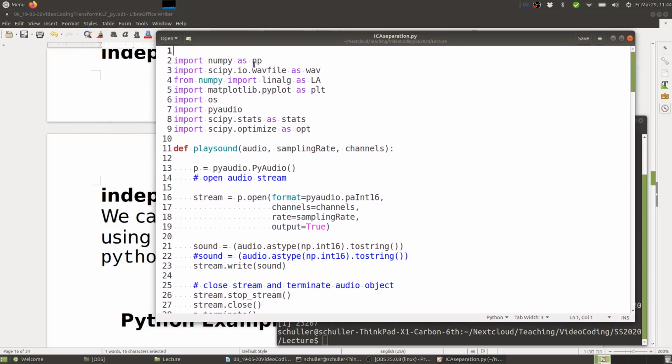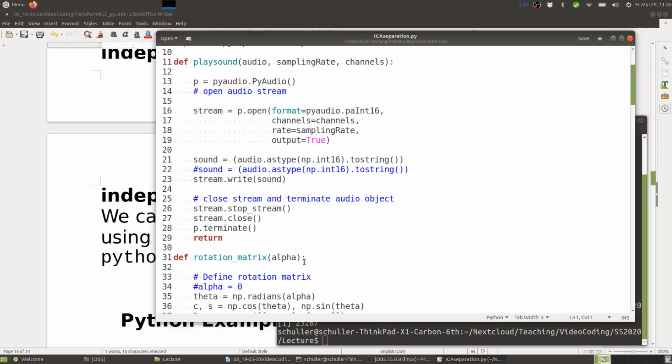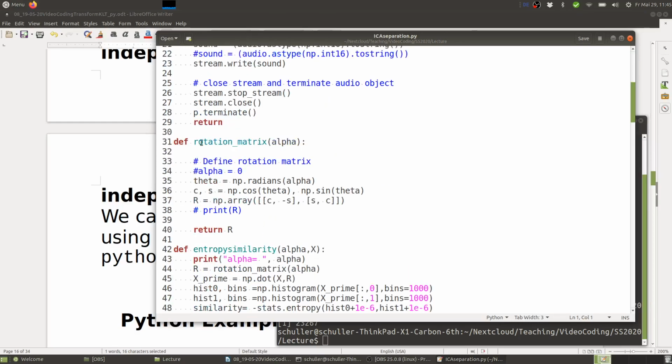So first I import all the necessary libraries. Here I define a play sound function which plays audio at a given sampling rate and a given number of channels, mono or stereo, so that this is 1 or 2. And here it uses the sound card to play back a given array of samples. Here we define the rotation matrix with a given angle alpha. So here you can see it constructs this rotation matrix R, cosine, minus sine, sine, cosine.